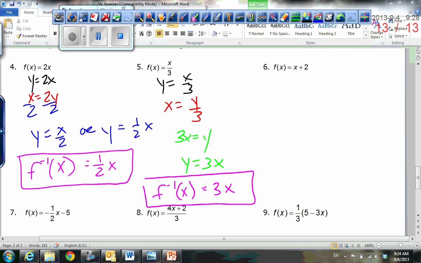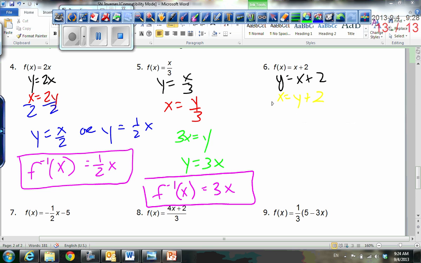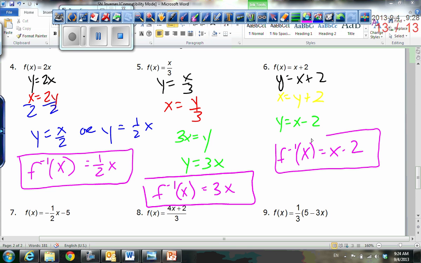So my first thing I'm going to do is rewrite it. Next thing I do is switch x and y. Last thing I do is I solve for y. So I'm going to move 2 to the other side. So you get y equals x minus 2. Last thing, I need to be sure I rewrite it. Awesome.